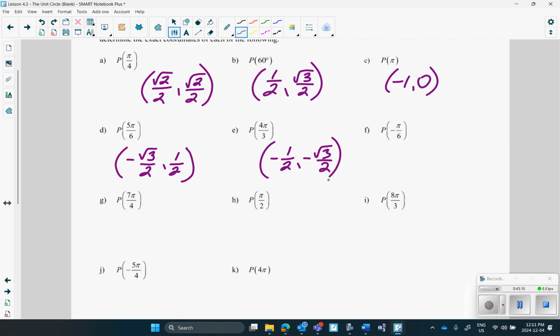That one throws a bit of a wrench into it. Well, think about it. Okay, here's the start. But instead of going pi over 6, I'm going negative pi over 6. What's that equal to? Which angle on the unit circle is that equivalent to?